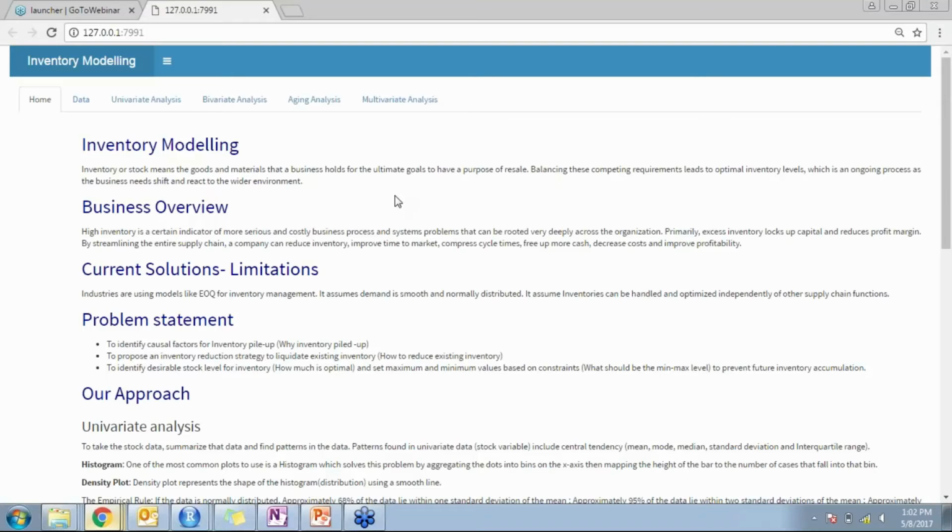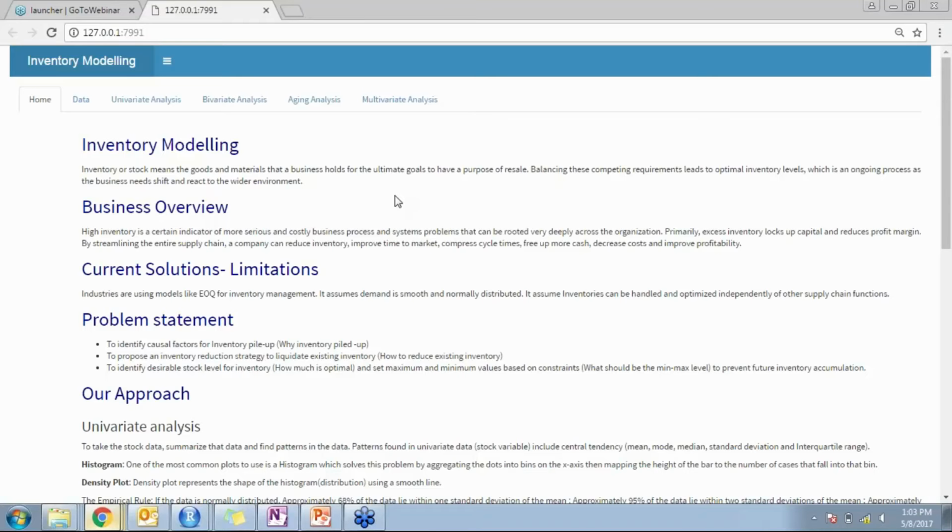that can be used for business resource requirements later. Just giving a business overview, high inventory is a certain indicator of more serious and costly business processing systems problems that have been rooted very deeply across organizations. Primarily, excess inventory locks up capital and reduces profit margins. By streamlining the entire supply chain, a company can reduce its inventory, improve time to market, compress cycle times, free up more cash, decrease costs, and improve profitability.